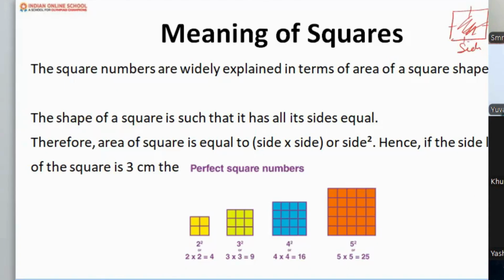Understood? Okay. So if I'm writing the square of 3, which is 9, 9 is a perfect square, and 9 is a perfect square of 3. Got it, everybody? As you can see, we have one square here of 2 by 2. When we multiply 2 by 2, we get 4. And 4 is a perfect square, and 4 is a perfect square of 2.